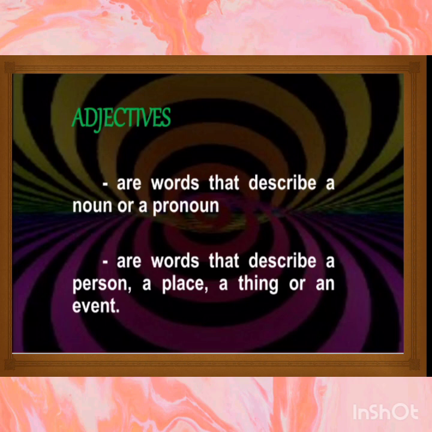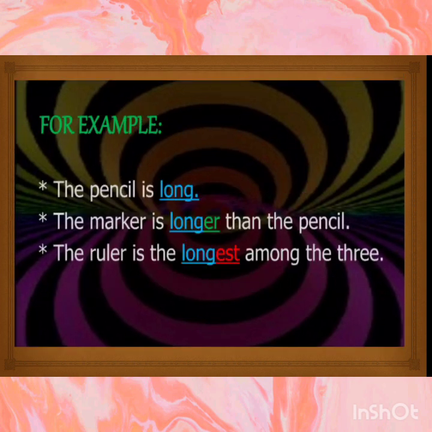As we have already discussed in the previous chapter, what are adjectives? These are the words that describe a noun or a pronoun. These are the words that describe a person, a place, a thing, or an event. For example, pencil is long, marker is longer than the pencil, the ruler is the longest among the 3. Here you can see that we have used the word long, then longer, and then longest.